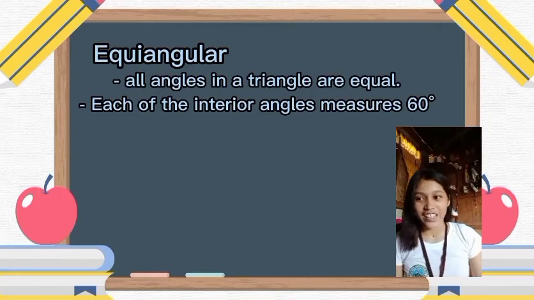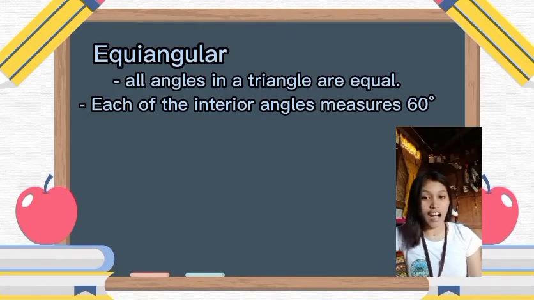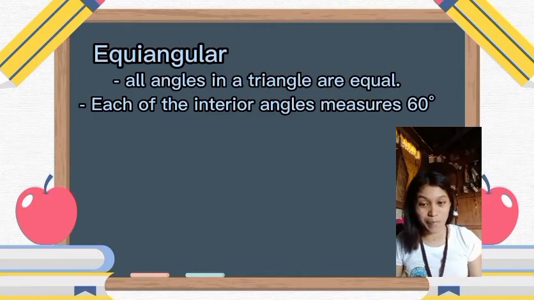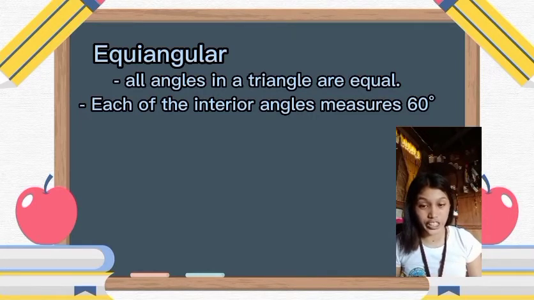So next is the equiangular triangle. If we say equiangular, all angles in the triangle are equal, or each of the interior angles measures 60 degrees. So all the angles have the same measurement. If the three angles of the triangle are 60 degrees, the measurement of every angle is fixed at 60 degrees. So when you add the three 60 degrees, it sums up to 180 degrees.